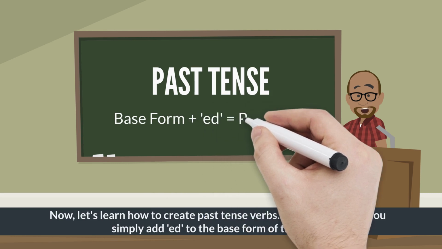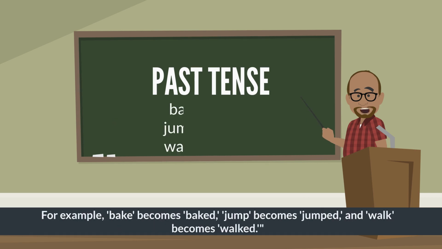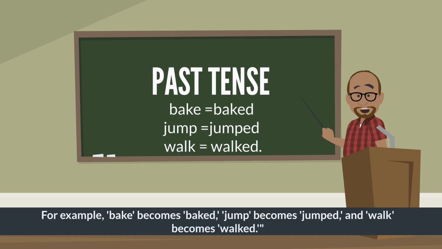Now, let's learn how to create past tense verbs. Most of the time, you simply add ed to the base form of the verb. For example, bake becomes baked, jump becomes jumped, and walk becomes walked.